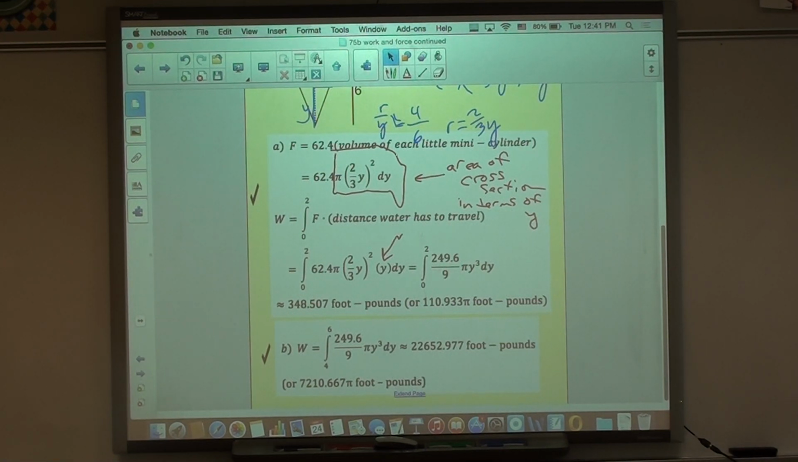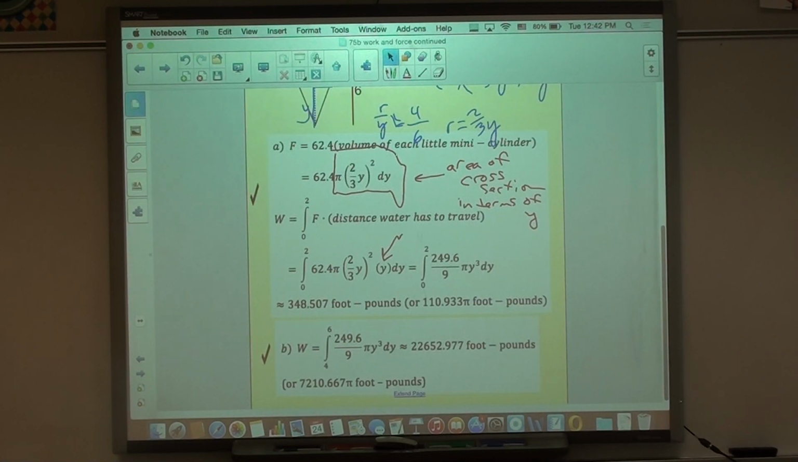Now, the fun part of these problems is that the tank can be any shape at all, right? The tank can be shaped with functions that define the outsides. It can be any shape that comes into the mind of the person who's writing the problem.